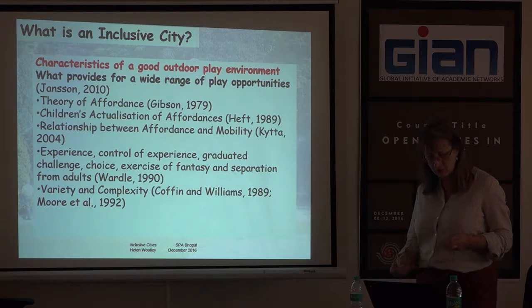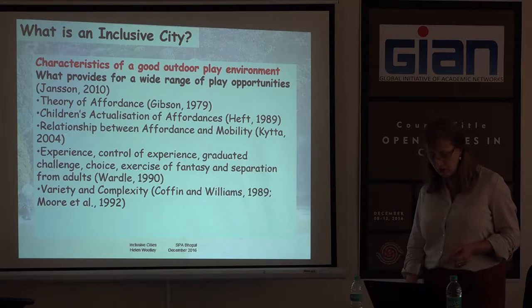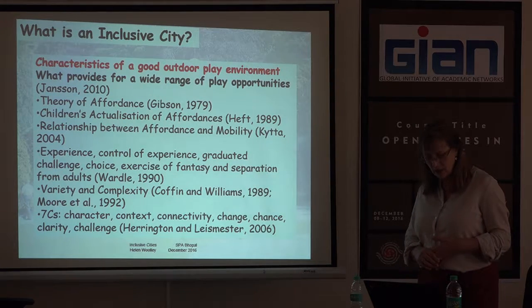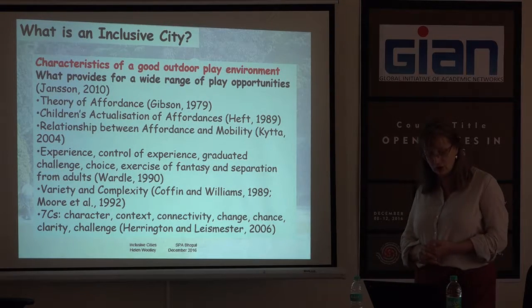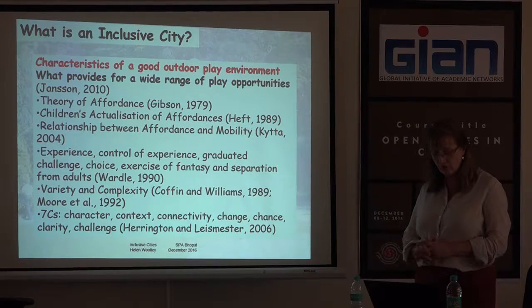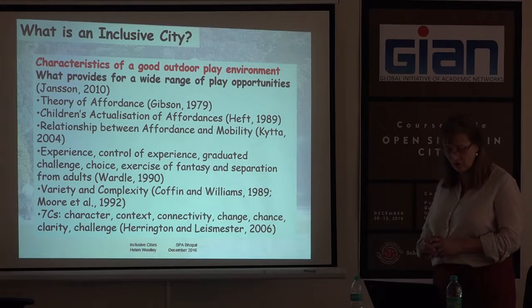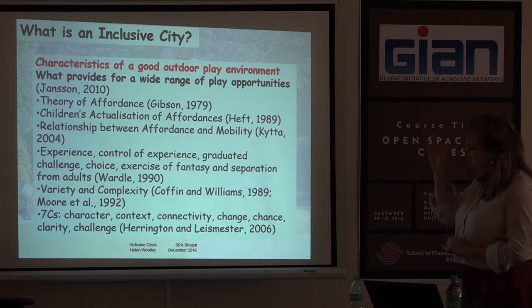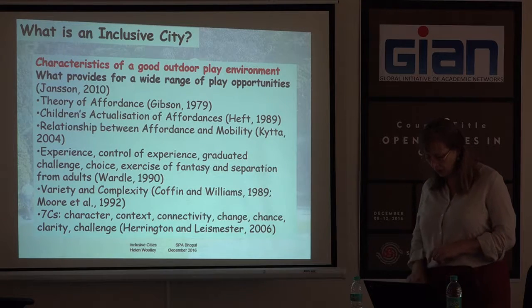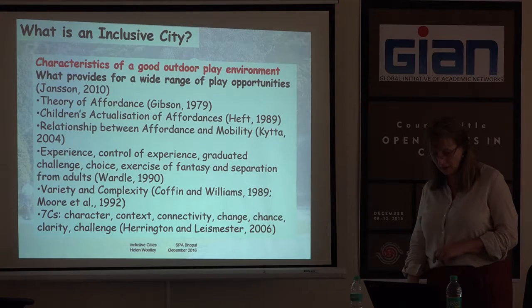Some have talked about the need to have variety and complexity in play spaces, and then Harrington and Leismester have done work for early childhood, so nursery and kindergarten children, and talk about the 7 C's, that is character, context, connectivity, change, chance, clarity and challenge. So all of these can go up to making a good play space.